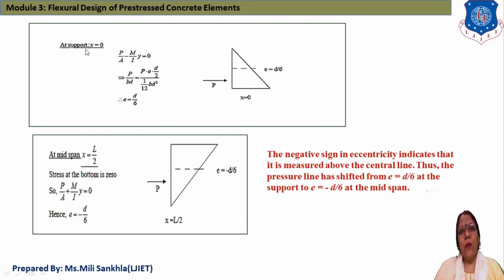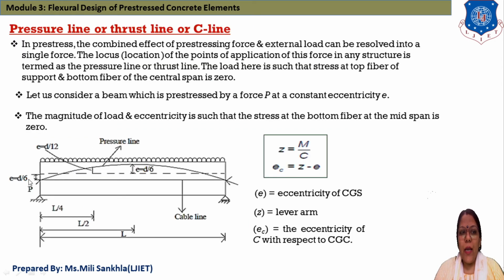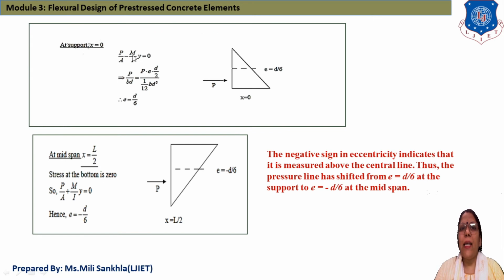At support x is equal to 0 because this one is the starting point of our cable, and at support again we go here. Look at this, this one is tension and the inner portion is compression. At support it is subjected to tension and compression. So here the outer surface is tensile, so it is taken as negative.